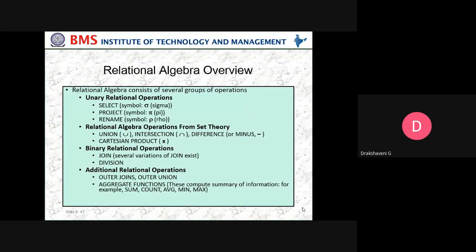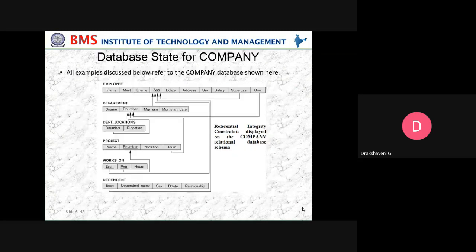In the same way, relational algebra operations from set theory, that is union, intersection, difference, Cartesian product. Then binary relation operations, that is join, then additional relational operations, outer join, outer union. Aggregate functions compute summary of information, for example, sum, count, average, minimum, and maximum. Database state for a company: all examples discussed below refer to the company database shown there.